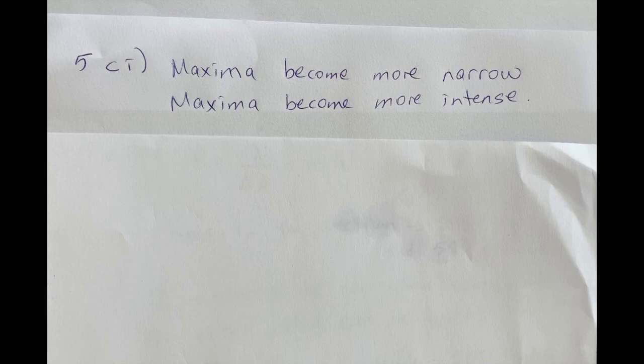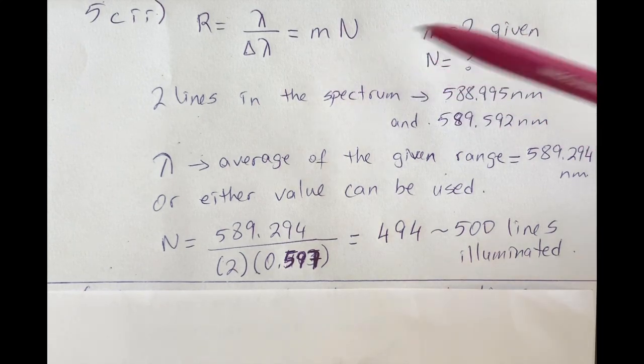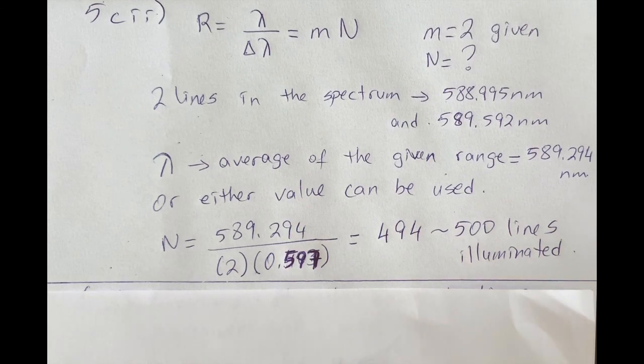Increasing the number of slits, we know that this causes the maxima to become more narrow and more intense. In part C(ii), we have a diffraction grating, which is used to resolve the 2 lines with these given wavelengths. We're looking at the second order, and we want to know the minimum number of slits in the grating that will enable the two lines to be resolved. So we're looking for N, the number of lines that are illuminated to make this happen.